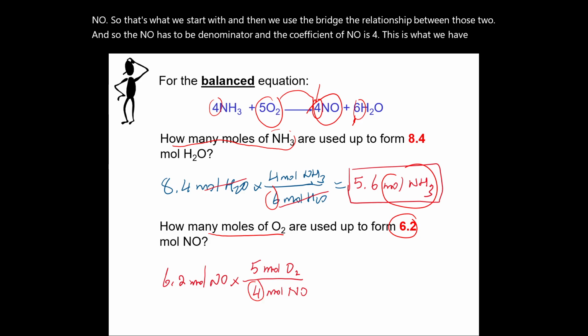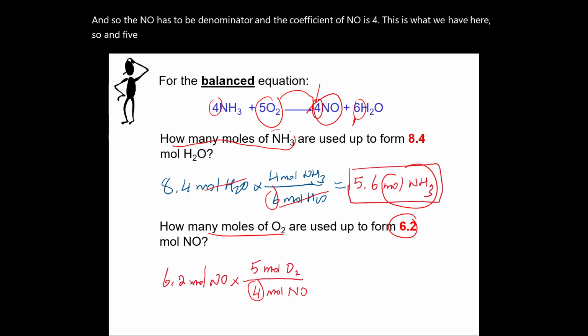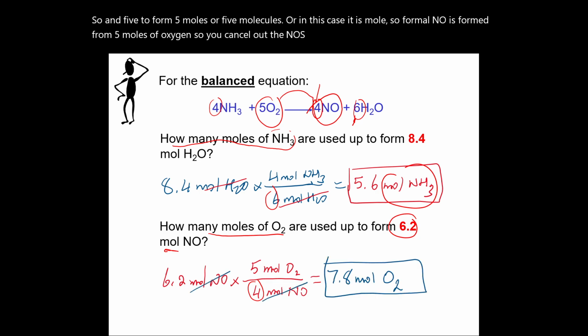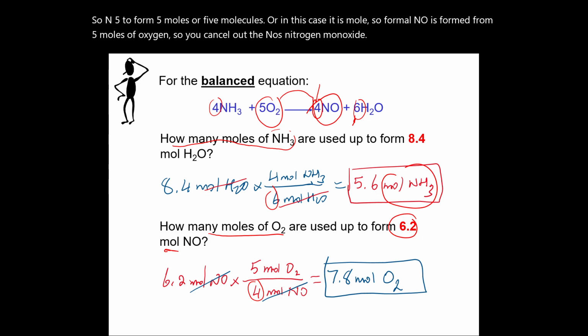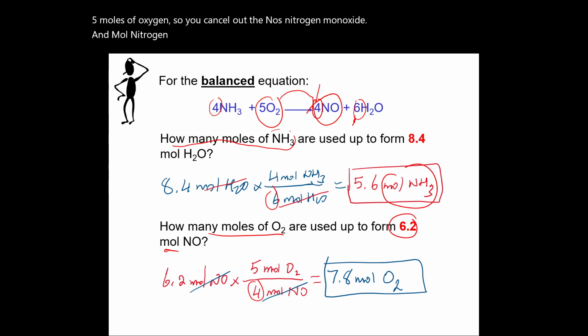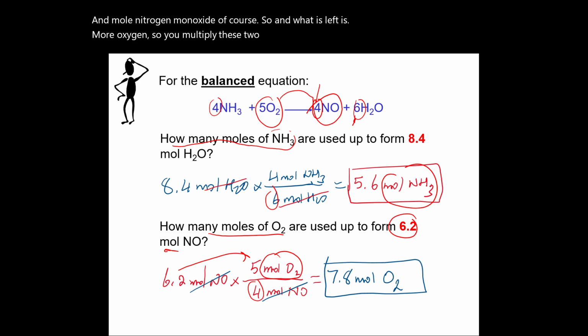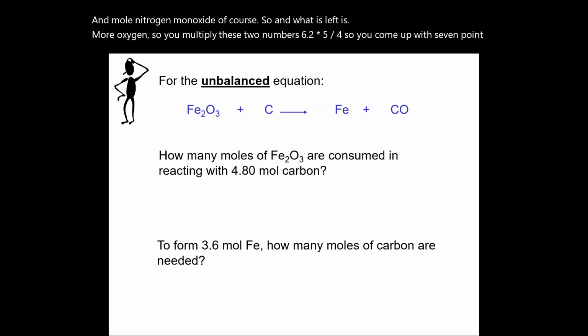And 5, to form 5 molecules, well, in this case it is moles. So 4 moles of NO is formed from 5 moles of oxygen. You cancel out the NOs, the nitrogen monoxide, and what is left is moles of oxygen. You multiply 6.2 times 5 divided by 4, and you come up with 7.8 moles of oxygen.